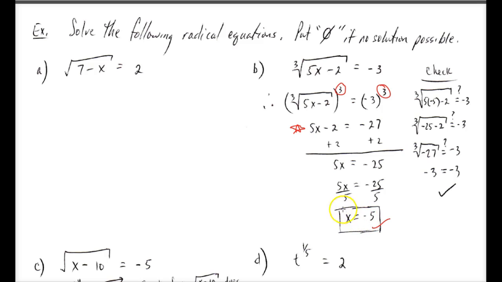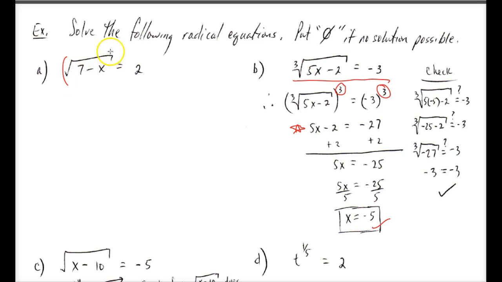Okay. Now, to check this, we just plug in -5 back into our original equation, which was here, and we see that whenever we do that, we end up having -3 equals -3. So this is actually a valid solution. Okay. So with that, let's go ahead and move on to A.